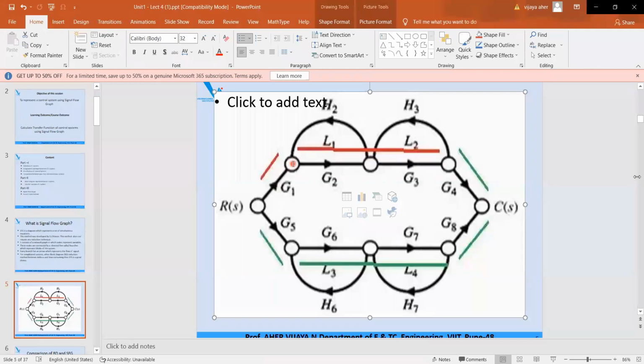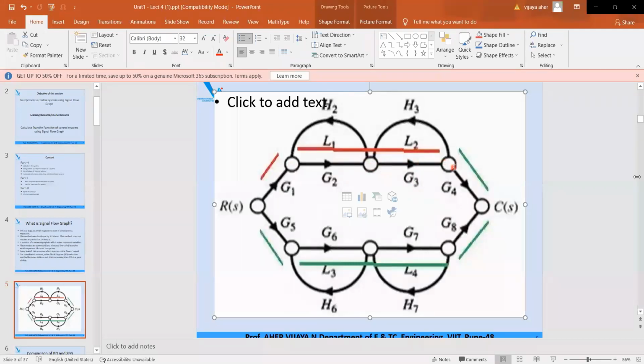Then this is one node, this is another node. The line is connecting this node to this node. The arrow is in this direction. That means your input is flowing from input to output, and the transfer function of this branch is nothing but G2. Similarly here, the transfer function of this branch is G3.